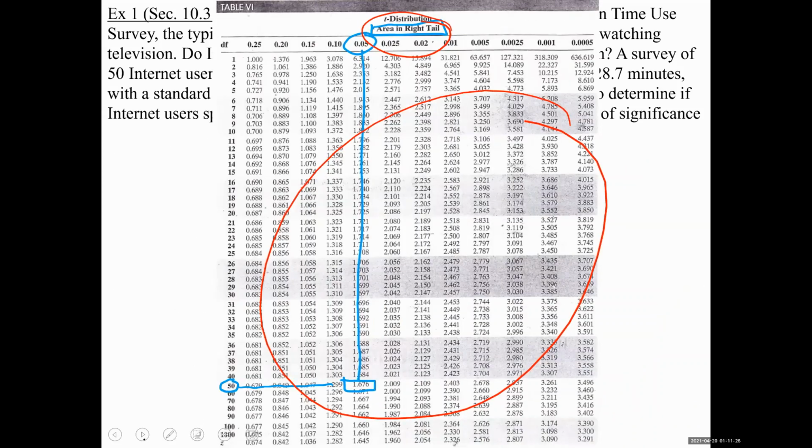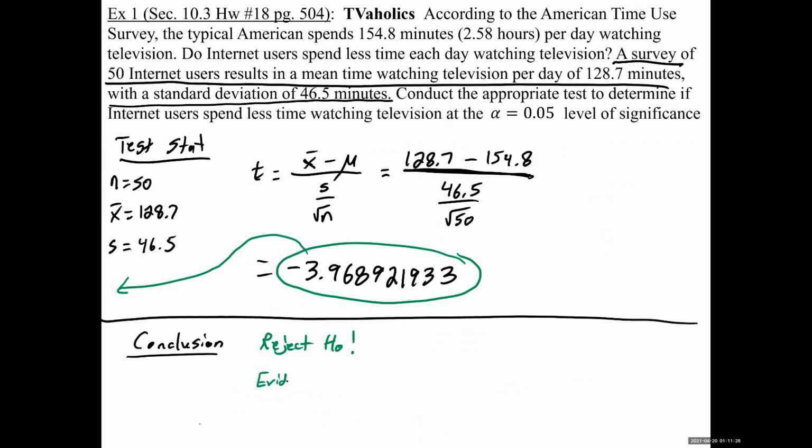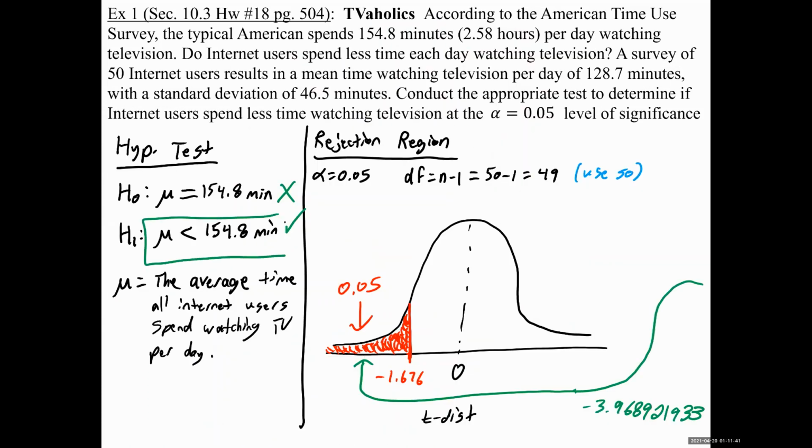Let's go back here. Evidence suggests. And instead of writing believe H1, I'm just going to write what H1 is. Evidence suggests this. So I'm going to write that down now. But I want to write it in words. So I don't want you to write the symbol mu. Instead of writing the symbol mu, write what mu is in words. Evidence suggests that the average time all internet users spend watching television per day is less than 154.8 minutes. So you're just going to write this down. Just write this symbol in words.